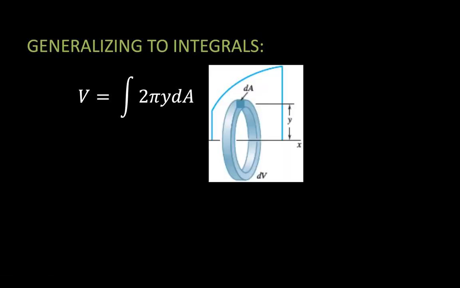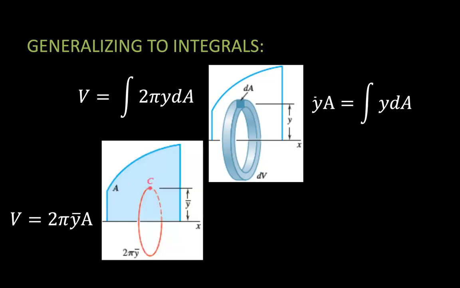So generalizing this to integrals, the total volume is equal to the integral of 2 pi y times dA. 2 pi y is the circumference, and dA is a very small differential element. Once again, the y coordinate of the centroid times the total area is equal to the integral of y times dA. So we can plug that in to get the total volume is equal to 2 pi times the y coordinate of the centroid times the total area, which is summed up in this diagram over here.